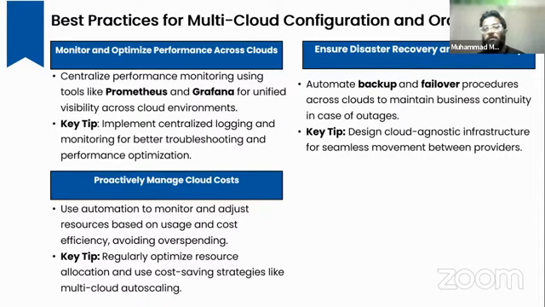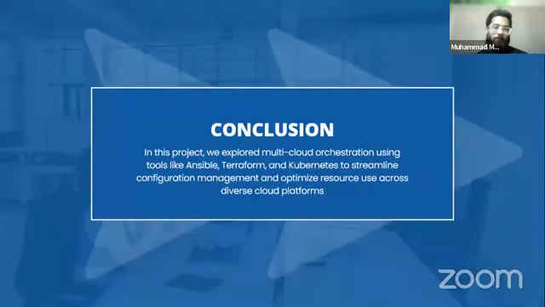Ensure disaster recovery and redundancy. Automate backup and failover procedures across clouds to maintain business continuity in case of any outage. Key tips will be design cloud agnostic infrastructure for seamless movement between providers. So the conclusion will be we explored multi-cloud orchestration using tools like Ansible, Terraform, and Kubernetes to streamline configuration management, and then we discussed optimizing resources across diverse cloud platforms.